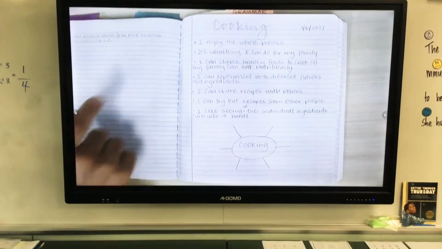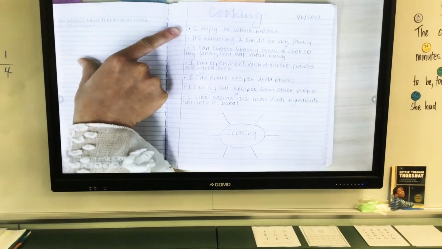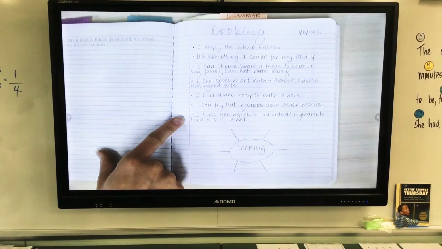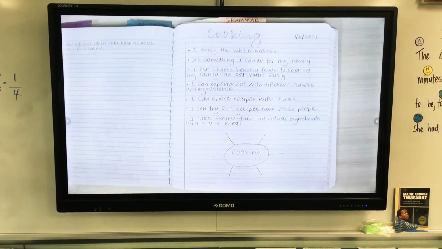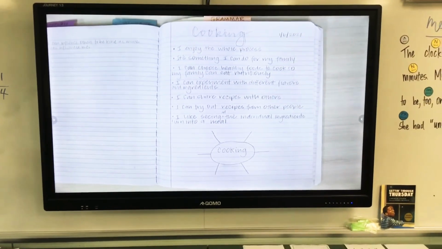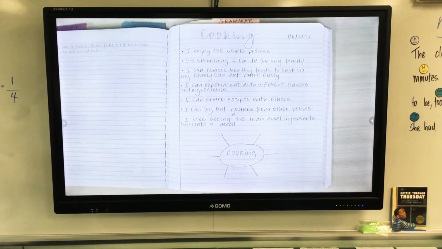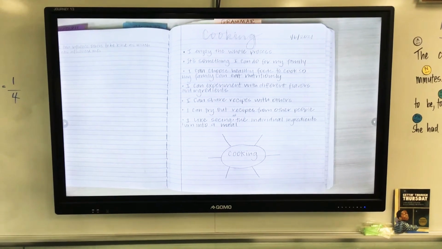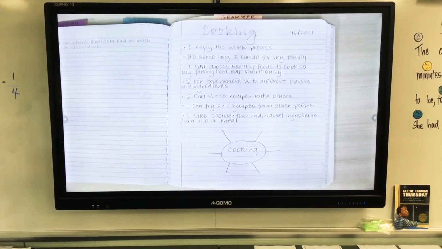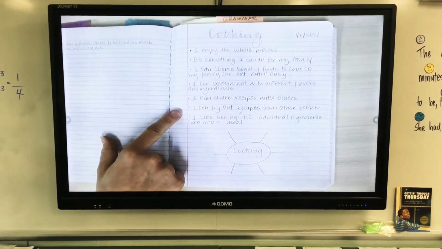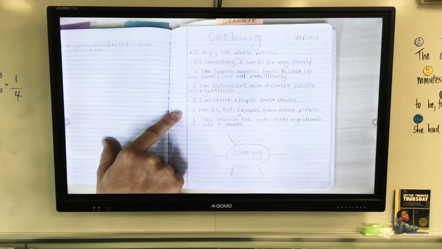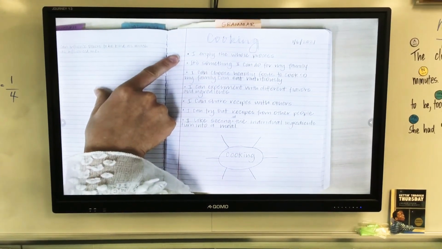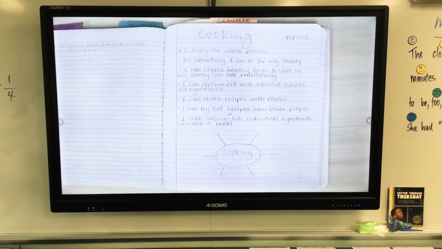For example, my first bullet point, I enjoy the whole process, is related to my last bullet point, the fact that I like seeing all the individual ingredients turn into a meal. I feel like both of those are related to the process of cooking. So when I put my ideas into paragraph form, I want to make sure that I am putting these ideas in an order that makes sense for my reader. I'm not just going to take each of these bullets and recopy them. I have to think a little bit about it first.